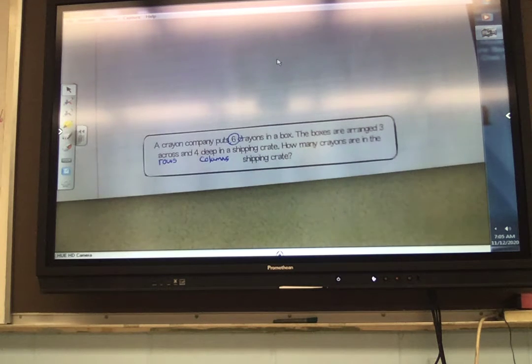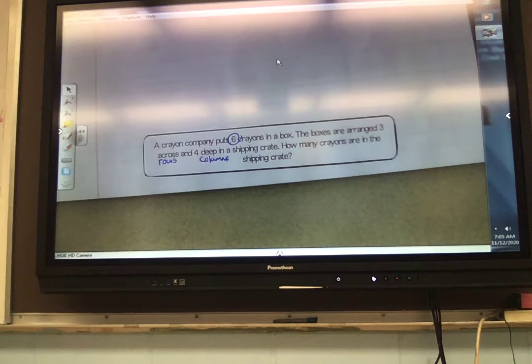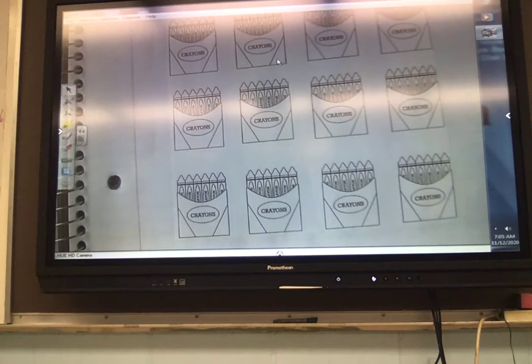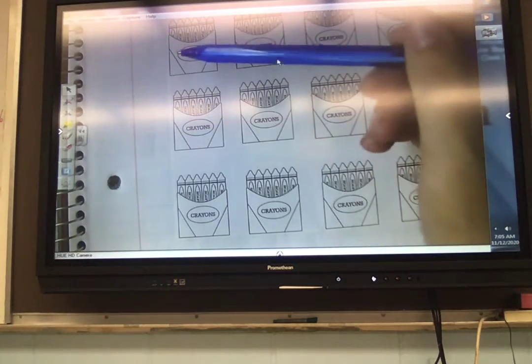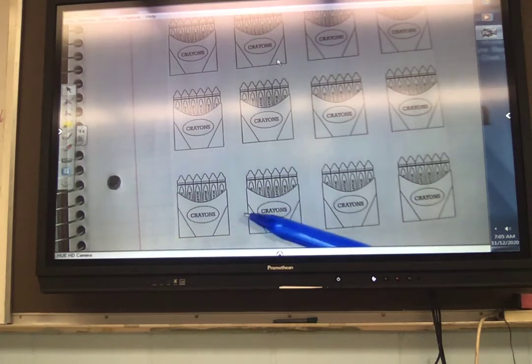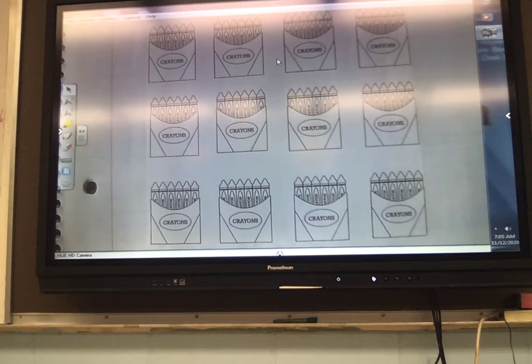So again, we're needing a total. So what you need to do is figure out how many of those crayon boxes you're going to need. We're building a crate, just like the company did. So we're going to need 3 rows and we're going to need 4 columns. So what I did is instead of cutting out every single individual crayon box, I counted 1, 2, 3 rows and I cut out those. And then I counted my 4 columns, 1, 2, 3, 4, and I cut out my big rectangle to make my array. This is an array, 3 rows and 4 columns.